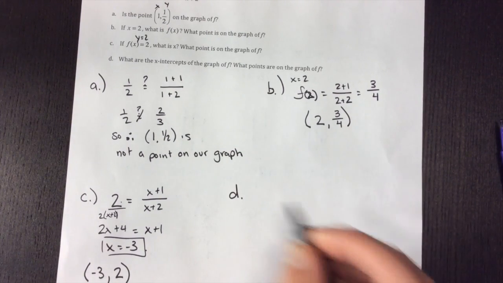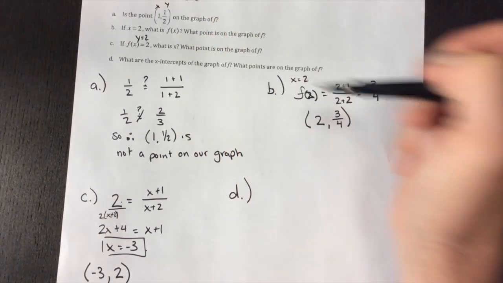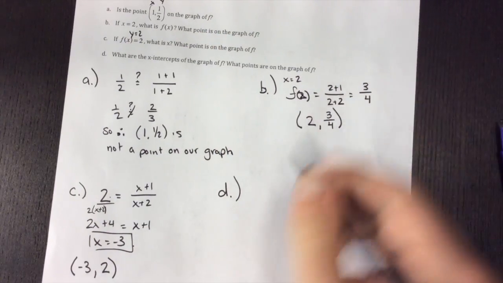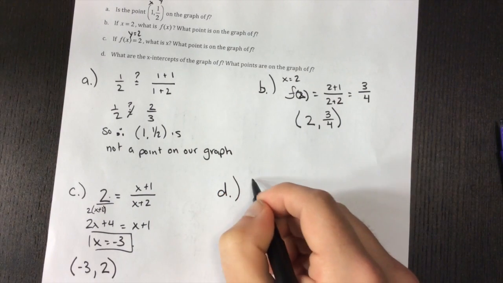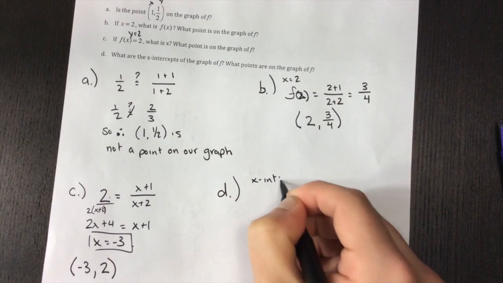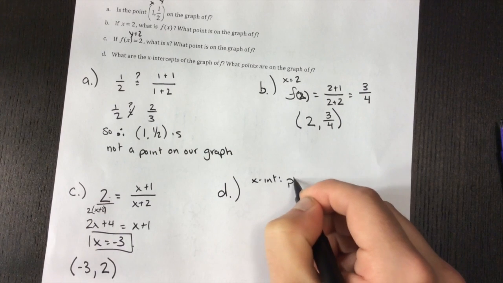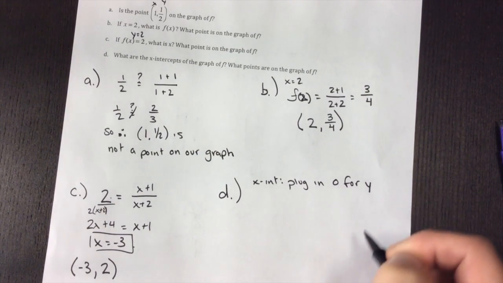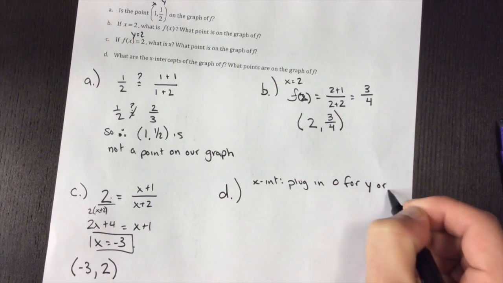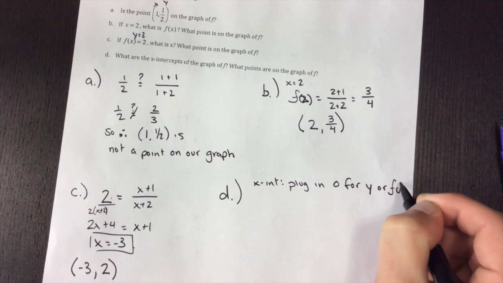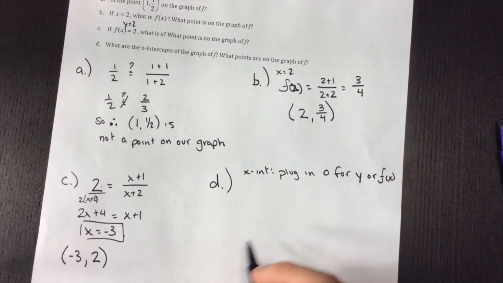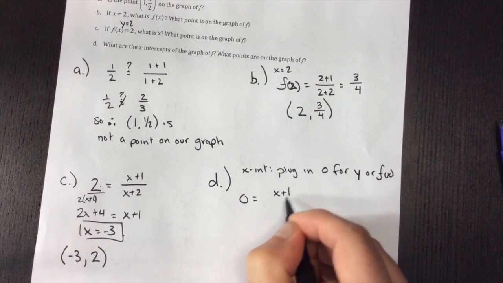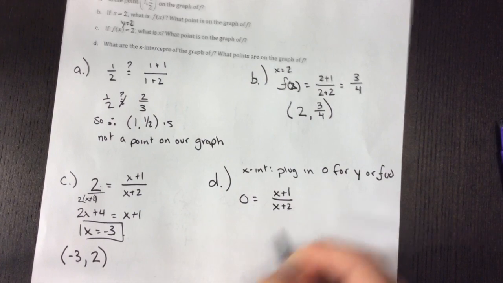And D to finish off this level. What are the x-intercepts of the graph of f? What are the points on the graph? So, x-intercepts. Remember from last time, plug in 0 for y, or f of x. So we have 0 equals x plus 1 over x plus 2.